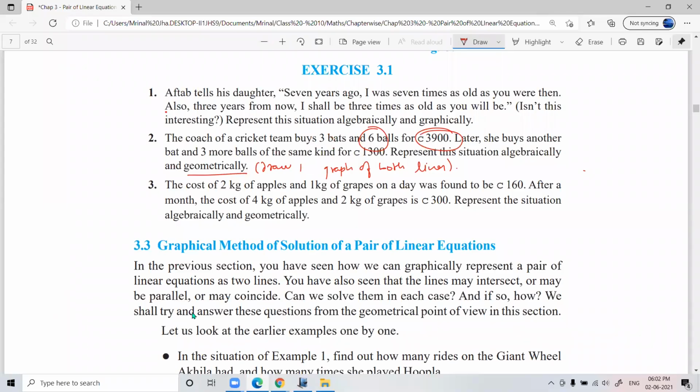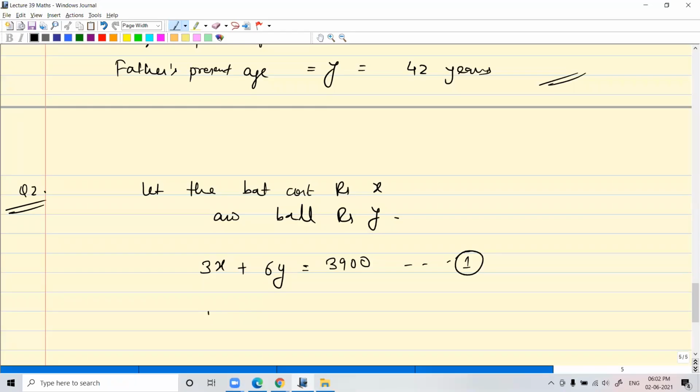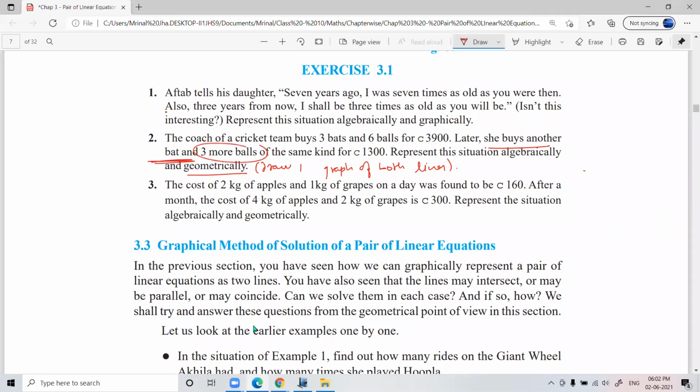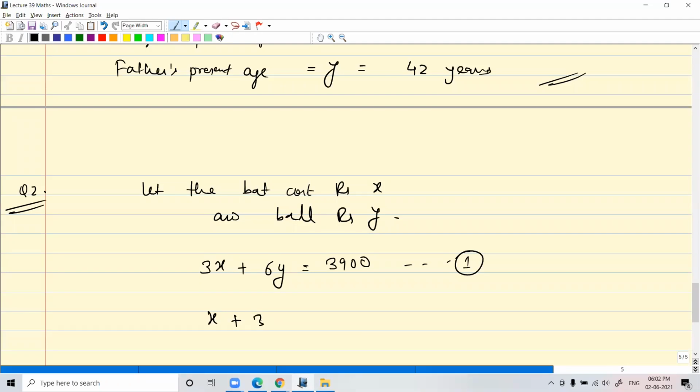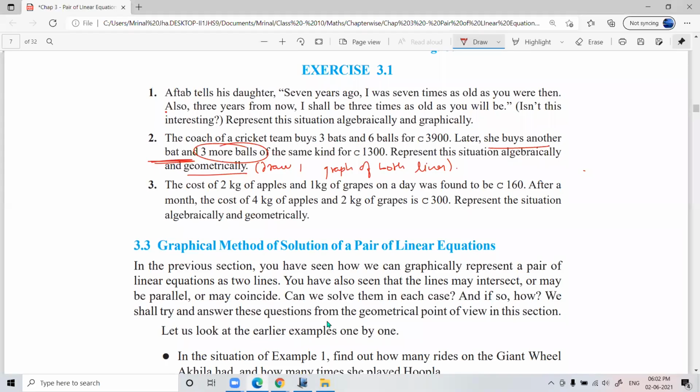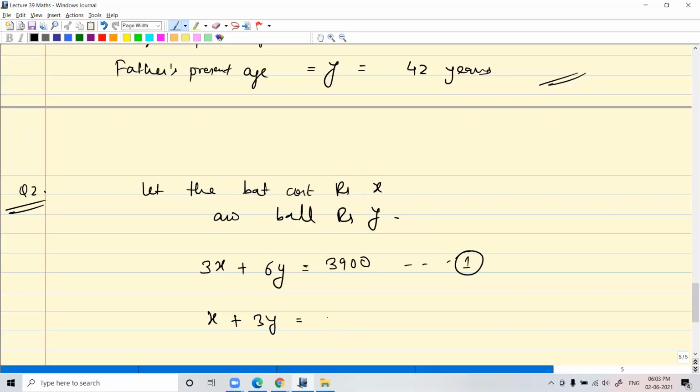And then in the second situation, she buys another bat. What does it mean? Another bat means what? She bought one more bat. So there's only X. One bat, 1 into X. And how many balls this time? 3 more. So 3 balls, so it will be 3 into Y. And this time, how much was the total cost for 1 bat and 3 balls? It was 1,300 rupees. Okay. So this is situation 1 and 2.